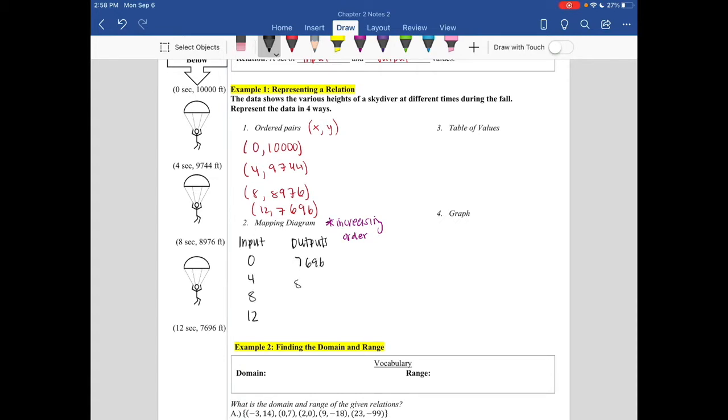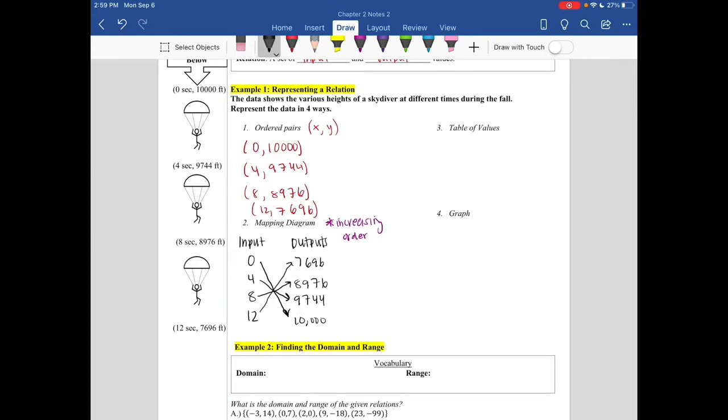7,696, 8,976, 9,744, and 10,000. Then, in order to make it mapping, we need to have arrows to show which input corresponds to which output. So 0 goes to 10,000, 4 goes to the third to last, 8 goes to the second one, and 12 goes up to our first one.